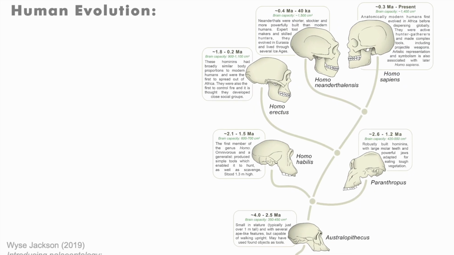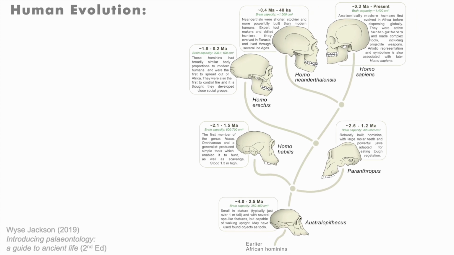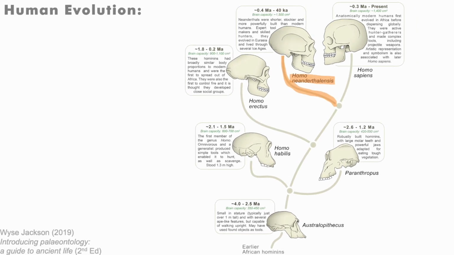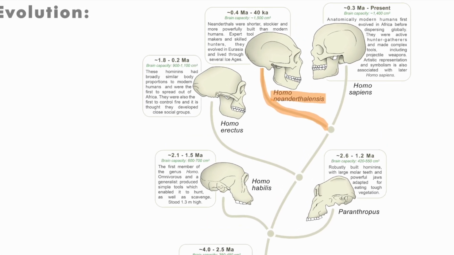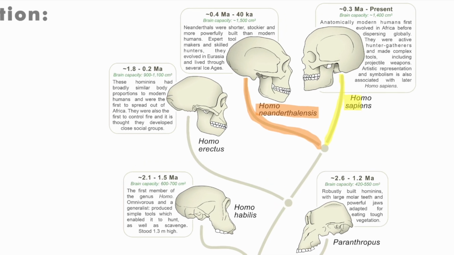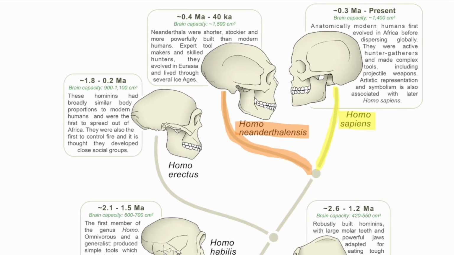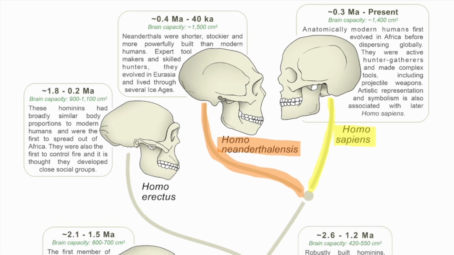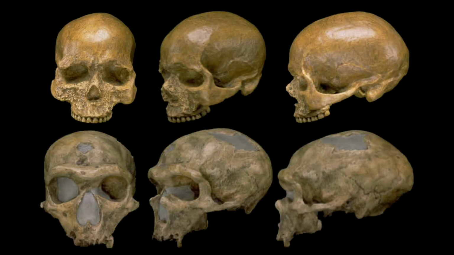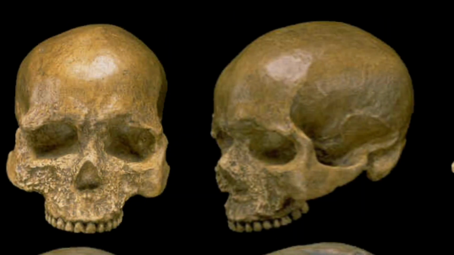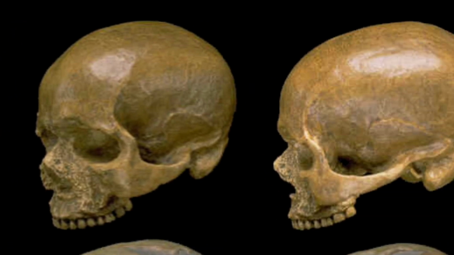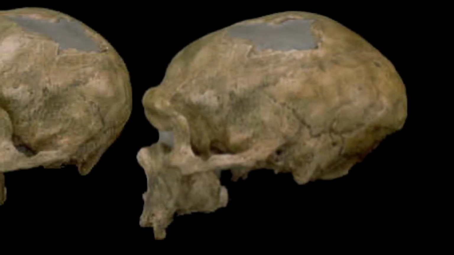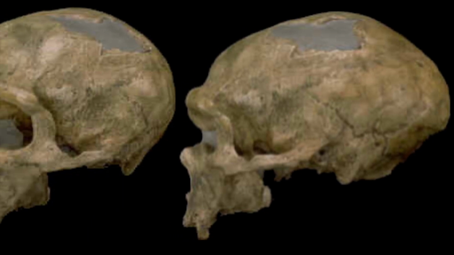We return to this simplified tree of human evolution, and here we're going to take a look at Homo neanderthalensis, the Neanderthals, and we'll consider their relationship to Homo sapiens, also sometimes referred to as anatomically modern humans. In terms of a comparison between the two, on the top we have a skull belonging to Cro-Magnon man, so that's Homo sapiens. Below we have a skull belonging to a Neanderthal.